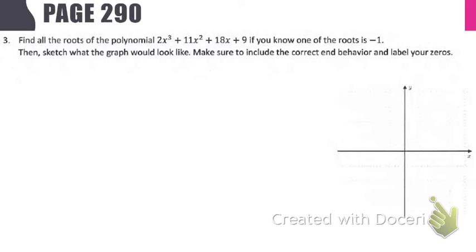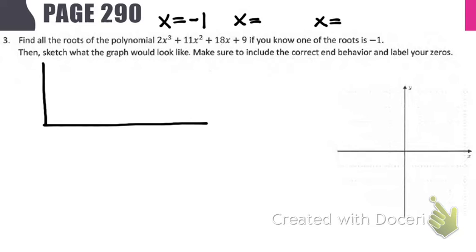So this is a 3rd degree, so I'm looking for 3 solutions, 3 x-intercepts. They told me the first one. They told me that I have an x-intercept at -1, so I'm going to write that down. And now I need to find the other 2. So in order to do synthetic division, you need to know a solution. So we're going to make our L bracket. The -1 goes on the outside.